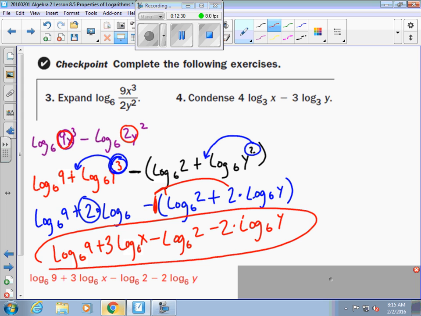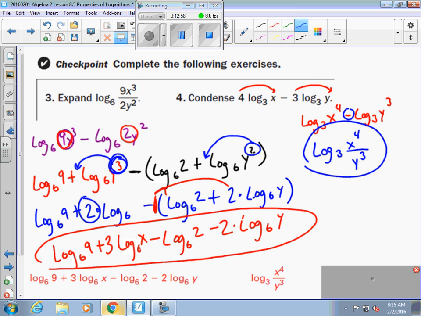You move the coefficients, if there are coefficients, to exponent form. So move them here: log base 3 of x to the 4th minus log base 3 of y to the 3rd. After that, subtraction goes with division. So it's log base 3 of x to the 4th divided by y to the 3rd. And this is all we can do with this, since we don't know what x or y's value is. And again, condensing feels a whole lot better than expanding for most students.